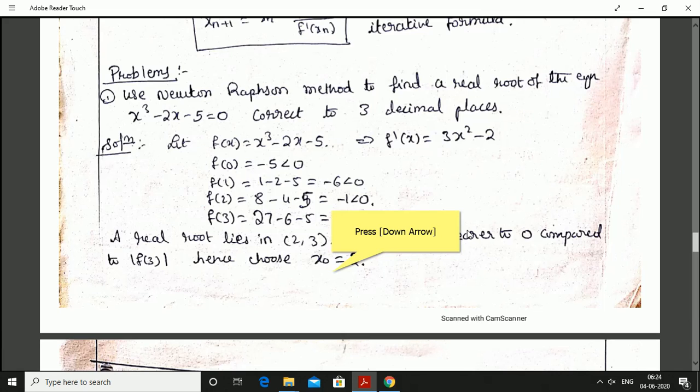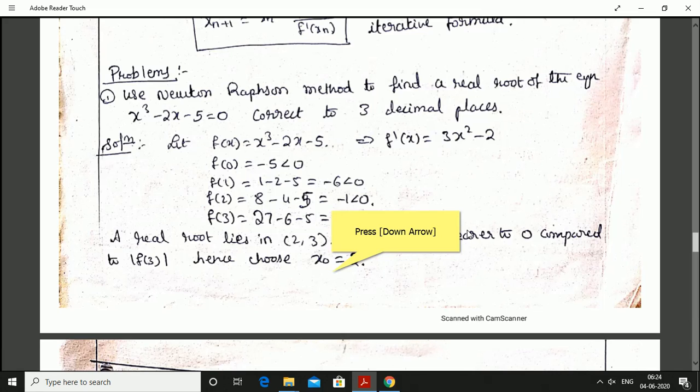For that, error and trial method. F of x is equal to x cube minus 2x minus 5. F of 0, if I substitute x equal to 0 here, it comes out as minus 5. F of 0 is equal to minus 5, it is less than 0. Now f of 1, 1 cube minus 2 into 1 minus 5, nothing but minus 6. It is also less than 0. Now I am substituting x is equal to 2. F of 2 is equal to 2 power 3, 8, minus 2 into 2, 4, minus 5. 8 minus 4 minus 5 is equal to minus 1. It is also less than 0.